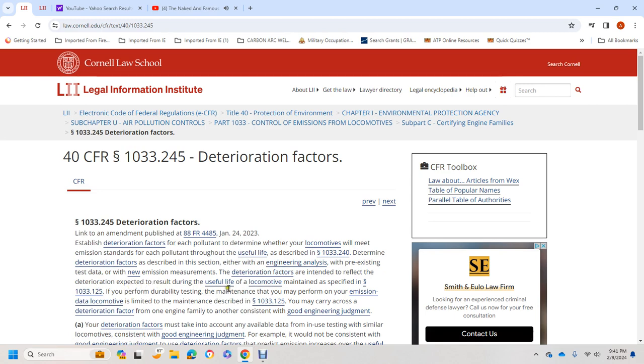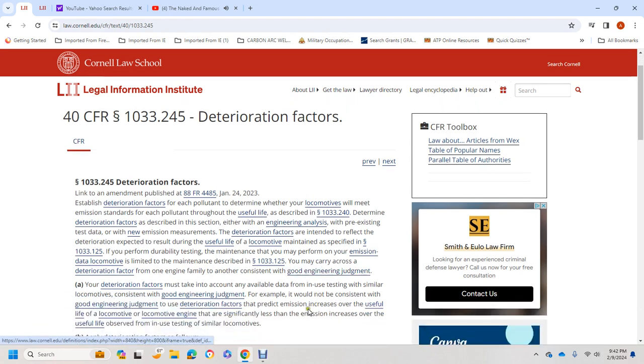as a result of operation during the useful life of the locomotive, maintained as specified in 1033.125. You may perform durability testing with the maintenance that you may perform with the emission. The data locomotive with the limit of the maintenance described in 1033.125 may cross deterioration factor the only one engine family, another consistent with good engineering judgment.